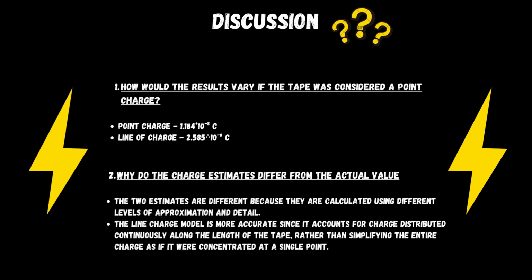Why do the charge estimates differ from the actual value? The two estimates are different because they're calculated using different levels of approximation, precision, and detail. The line charge model is more accurate since it accounts for charge distributed continuously along the length of the tape, rather than simplifying the entire charge as if it were concentrated at a single point.